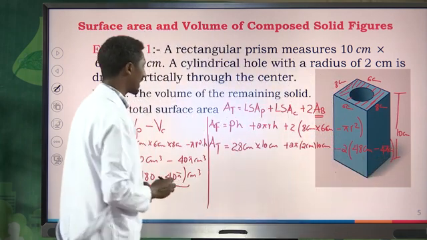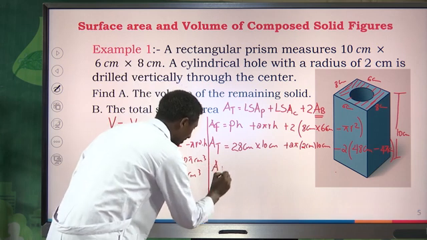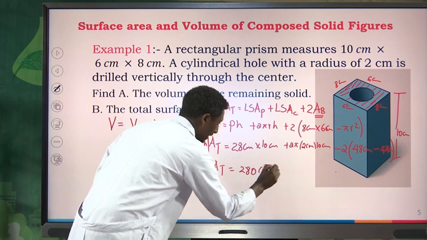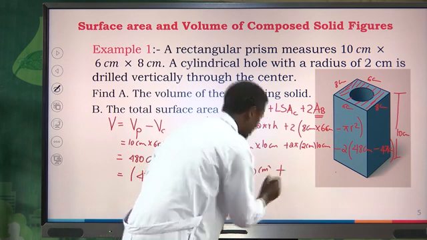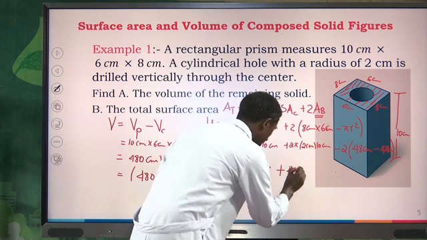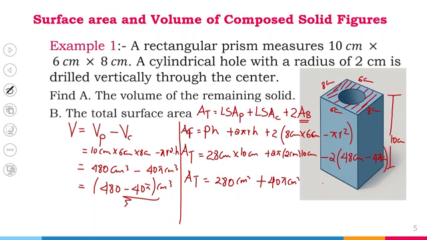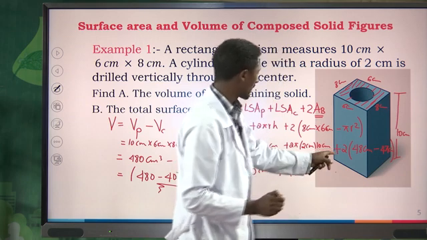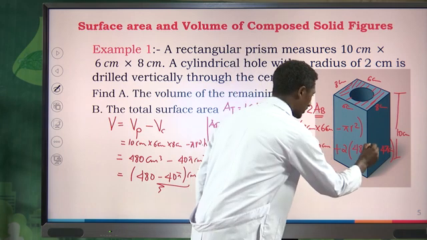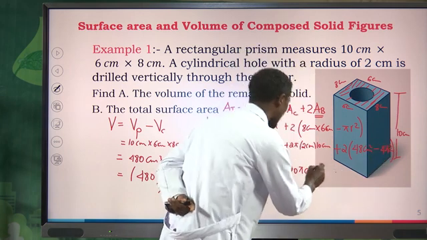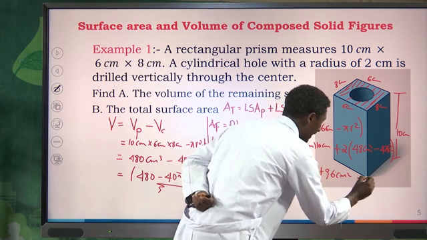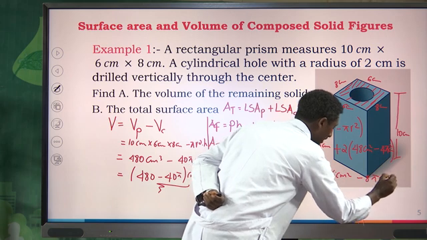Now let's simplify these values. So the total surface area AT equals 280 centimeter square, then plus 2 pi times 2 times 10, that is 40 pi centimeter square. And here plus 2 times 48 minus 4 pi centimeter square. Therefore, these values are equal to plus 96 centimeter square minus 8 pi centimeter square.